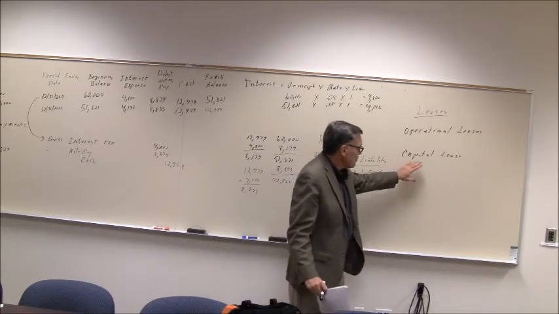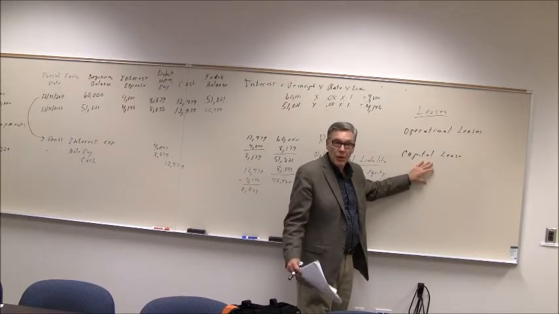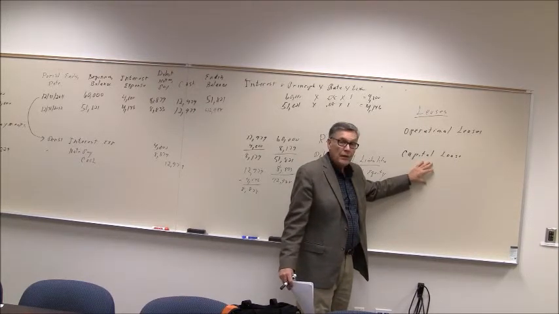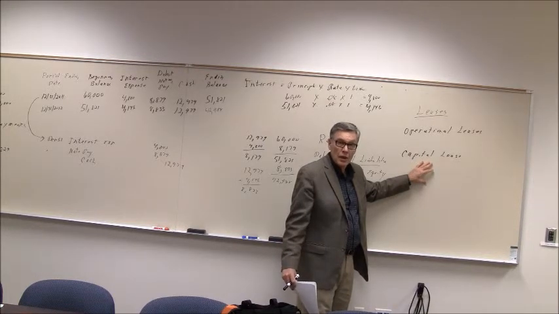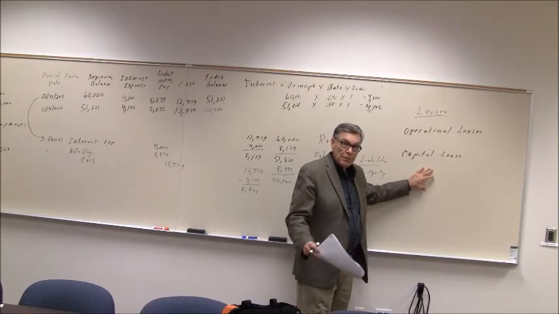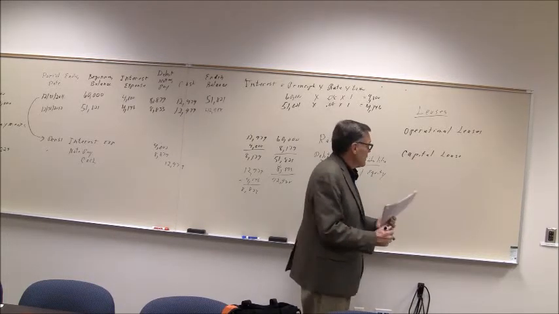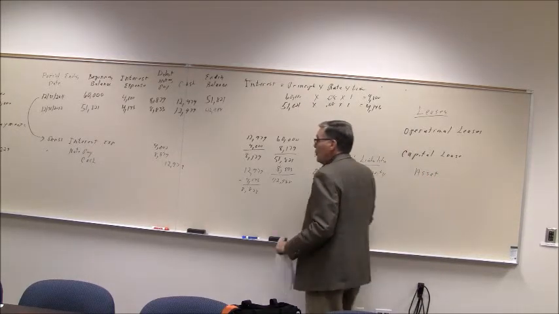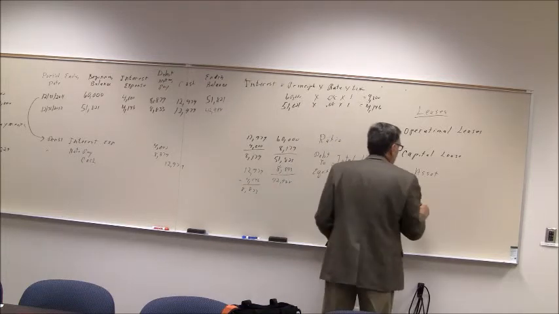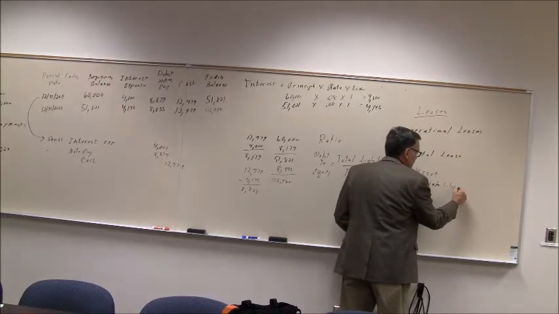So for instance, an example of a capital lease: at the end of the lease period, you get to keep the asset. Okay, that's a capital lease. Or at the end of the lease period, you get to buy the asset at a greatly reduced cost. Or the lease period is the same as the useful life, or 75% of the useful life. That's a capital lease. And if it's a capital lease, you debit the asset for the present value of all the lease payments, and you credit a liability account for the same amount.